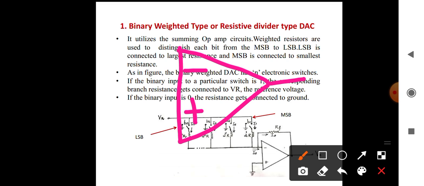Op-amp is an operational amplifier. It is used to amplify any signal.